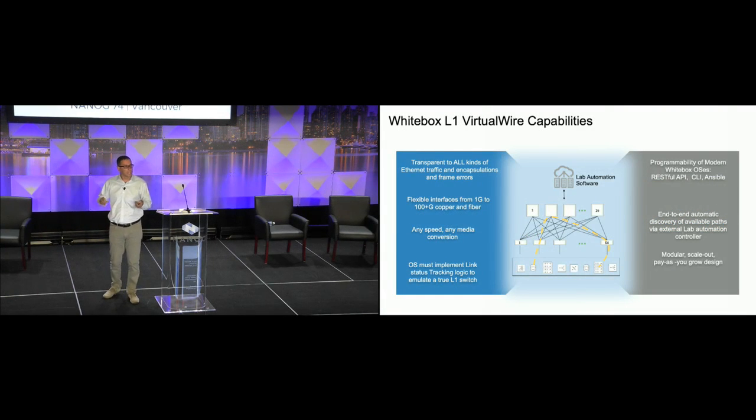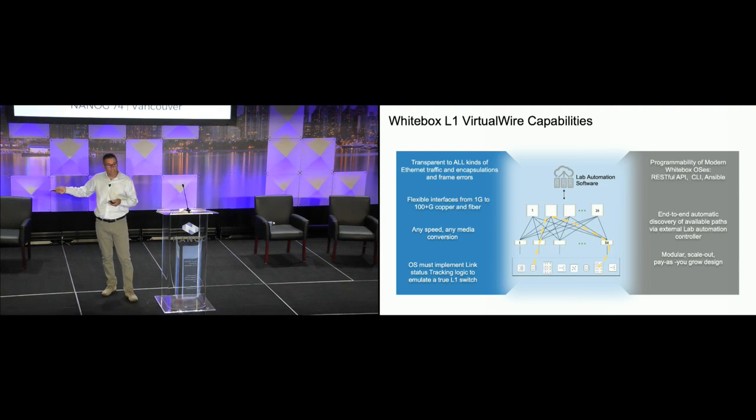So in a nutshell, what do you get if you use a white box with a few tricks in software to emulate a layer 1 switch? What you get is a device which is transparent to all kinds of Ethernet traffic, encapsulation, including errors. You get a device which gives you enormous flexibility in terms of mix and matching Ethernet interfaces, any speed, any media conversion.